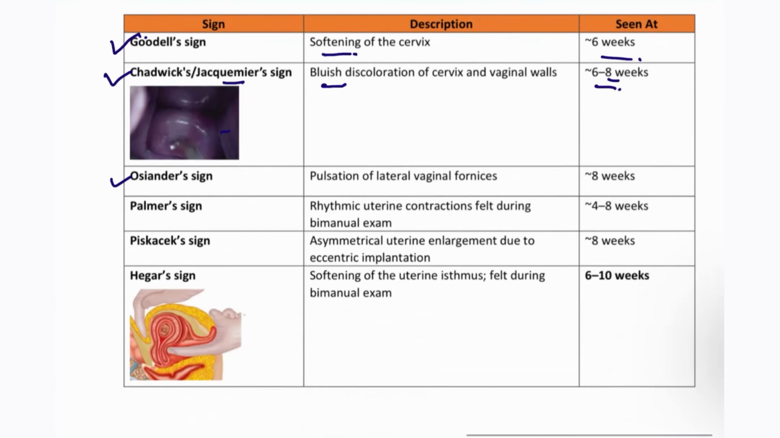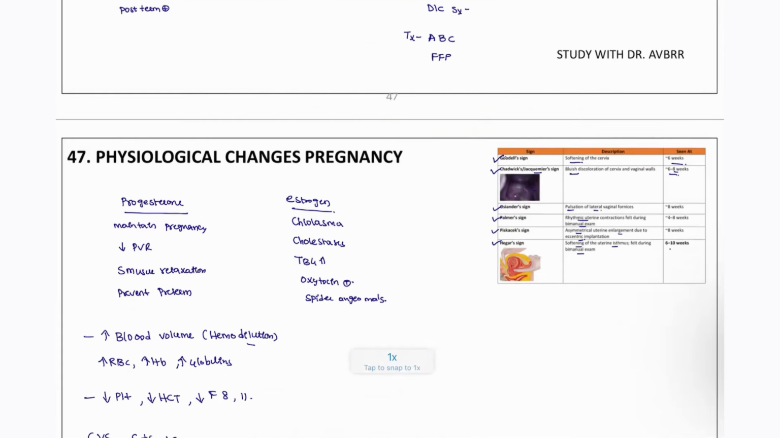Next, Osiander sign, pulsation felt on the lateral vaginal walls. Palmer sign, rhythmic uterine contractions felt during the bimanual examination. Piskacek sign, asymmetrical uterine enlargement due to eccentric implantation. Hegar sign is the softening of the uterine isthmus felt during the bimanual examination. This is all also around 6 to 10 weeks. Okay, this is how you can remember the important signs and the physiological changes.